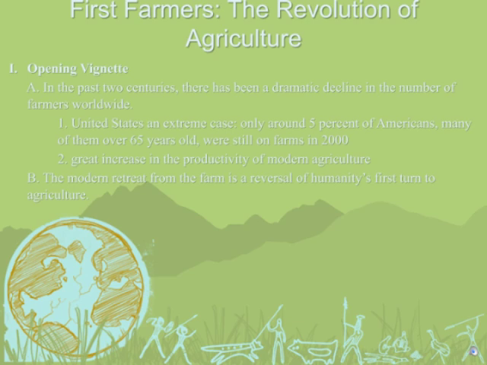The modern retreat from the farm is a reversal of humanity's first turn to agriculture. And we're going to see that. Agriculture is going to be a huge theme all the way up into modern times. And of course, even today, it is still the major economy of most civilizations.